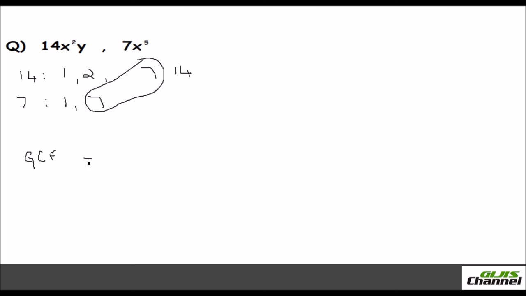GCF is equal to, for the number, 7, and for the x term, I said the least power, right? You have x raised to 2 and x raised to 5. Take the smallest exponent, so that is x squared. And for y, it is not common here. Okay, there's nothing over here. So y is not a common term, so you can just ignore it. So this would be your GCF.